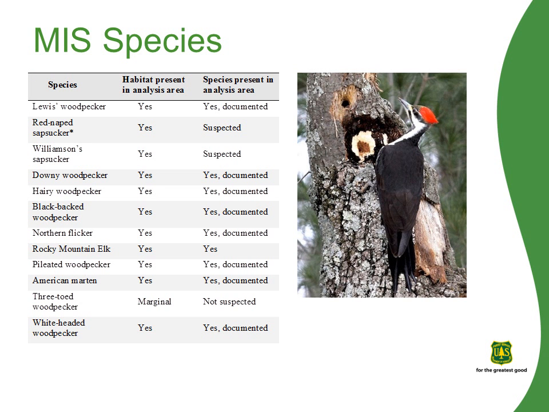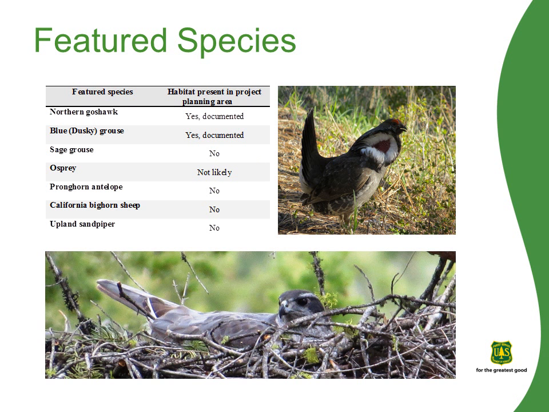This is a list of MIS species for the Malheur National Forest and whether they're suspected or documented in the project area. This is a list of the featured species for the Malheur and whether or not they're expected or documented to occur in the Magone Project area.